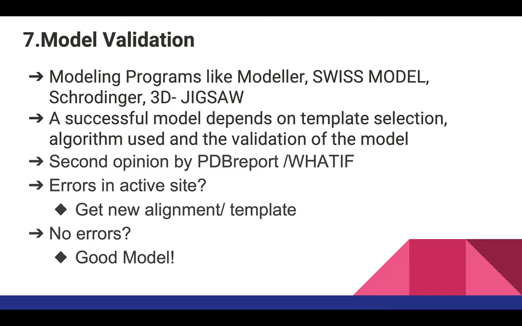What If is a program which contains reports on some of the available models. So what if there are errors in the active site? Based on your template, you would have a target active site. Once you see that there are errors in the active site, what I would recommend is that you get a new alignment or template, because your active site is where you probably want it to interact with another protein, or where you want to do docking with a ligand or another molecule. And if there are no errors, of course, that would be a good model.